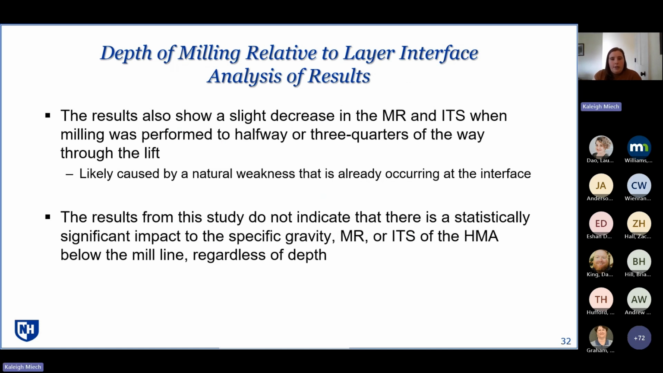So like I said, for the analysis of these results, the results show a slight decrease in the resilient modulus and indirect tensile strength when milling was performed to halfway and 3/4 of the way through the lift, which is likely caused by a natural weakness that is already occurring at the interface that is not occurring at halfway or 3/4 of the way through the lift. And the results from this study do not indicate that there is a statistically significant impact to the specific gravity, resilient modulus, or indirect tensile strength of the hot mix asphalt below the mill line, regardless of the depth of milling.